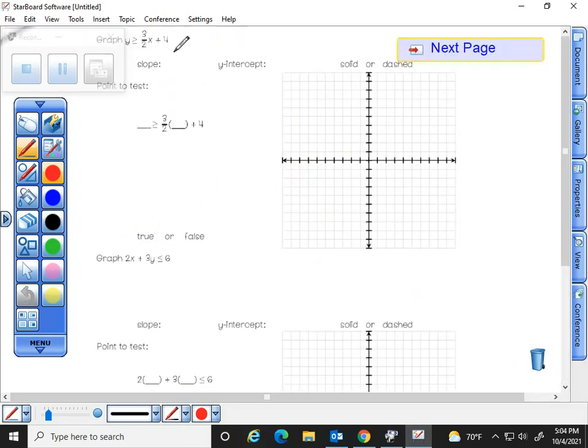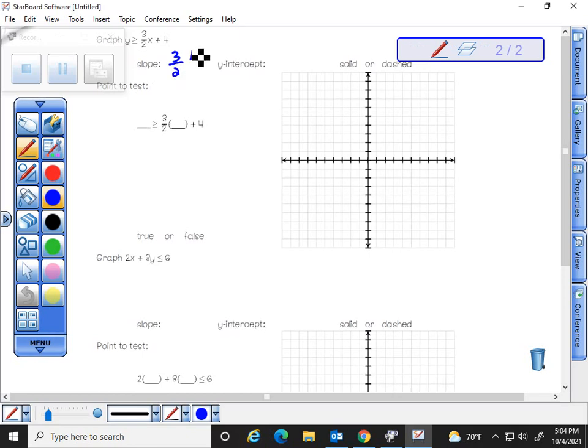We have a slope of 3 halves, which means up 3, right 3, because it's positive. Slope intercept of 4, so we're going to start at 4 and go up 3, right 2, and it will be a solid line, because it is equal to. So we start at 4, put a dot, go up 1, 2, 3 over 2. You can go up 3 more, 1, 2, 3, over 2. Solid line going through those points and beyond.